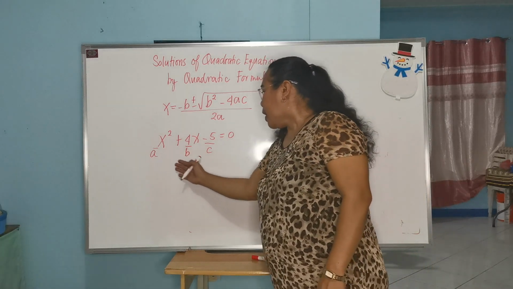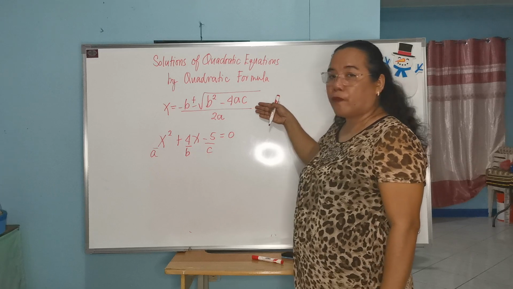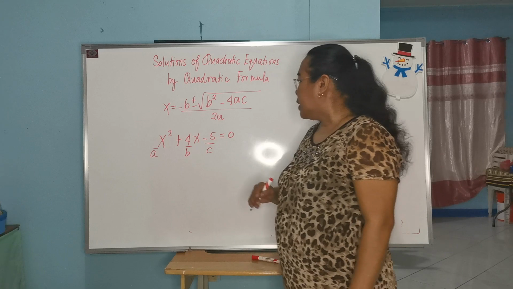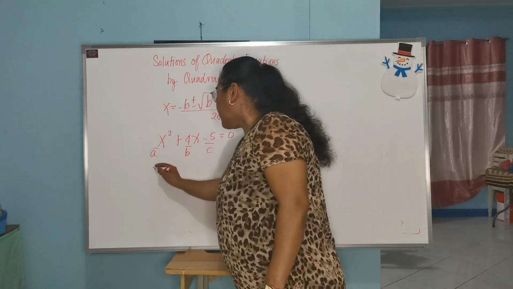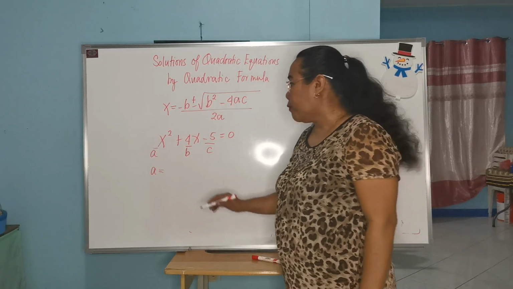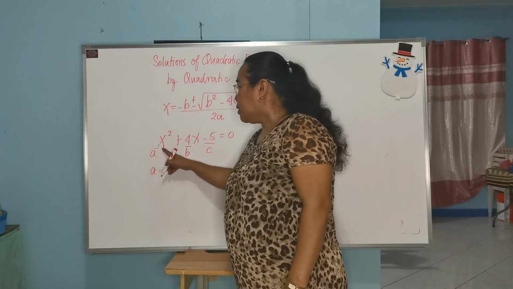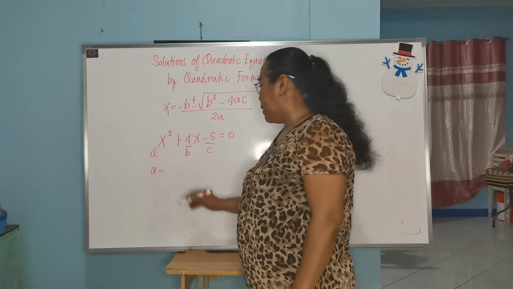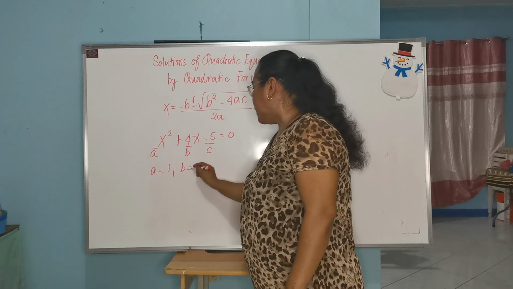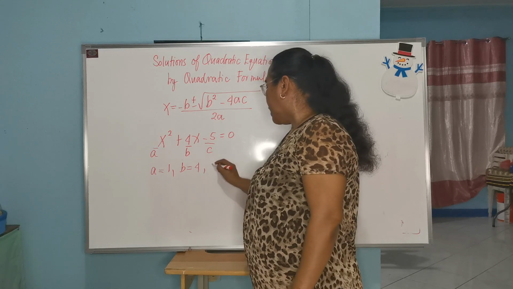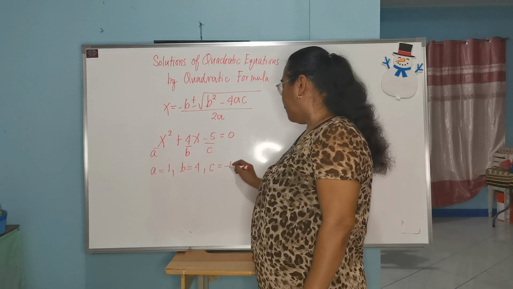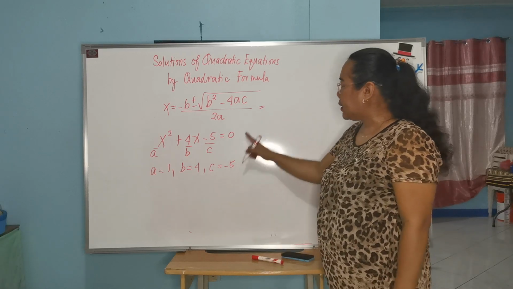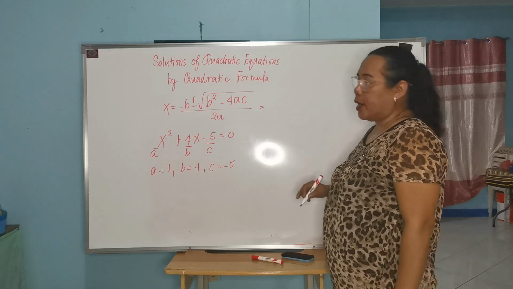So notice that your a, b, and c are in our formula. So we need to know the value of your a, b, and your c. Okay, so let's identify, that is the next step. Identify now the value of your a. If there is no numerical coefficient that you could see before your x squared, it means 1. Our b is equal to 4 and our c is equal to negative 5. So we simply substitute your a, b, and c in the given quadratic formula.